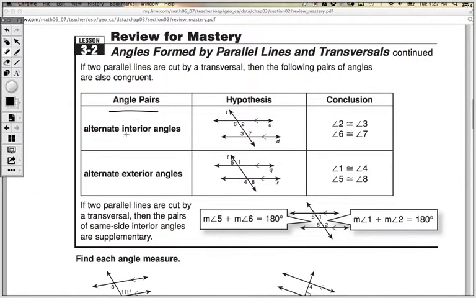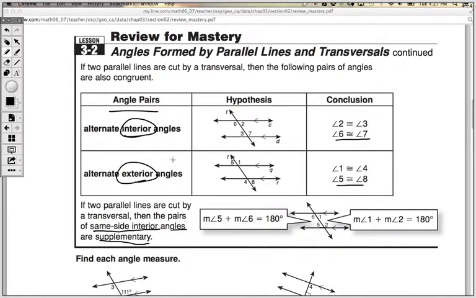Angle pairs, if they're alternate interior, like 6 and 7, those are going to be congruent. Or if they're alternate exterior, like 5 and 8, those are going to be congruent. Again, this is like piece of cake. Some things are congruent, some things aren't necessarily. But, ooh, this is new. If 2 parallel lines are cut by a transversal, then pairs of same side interior angles are supplementary.